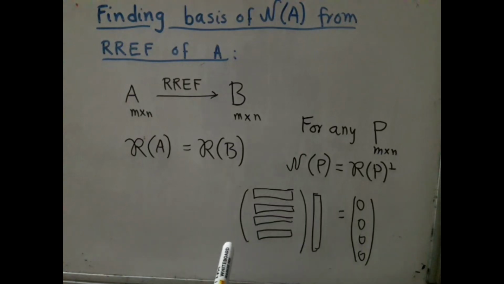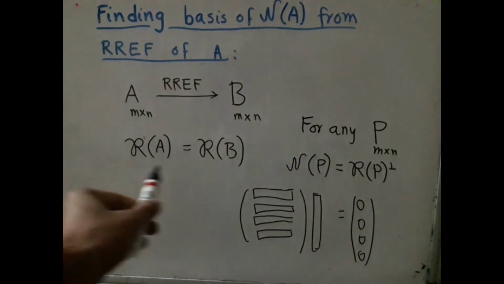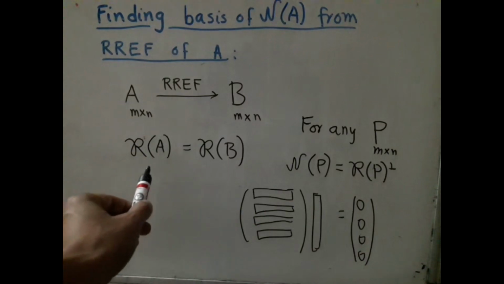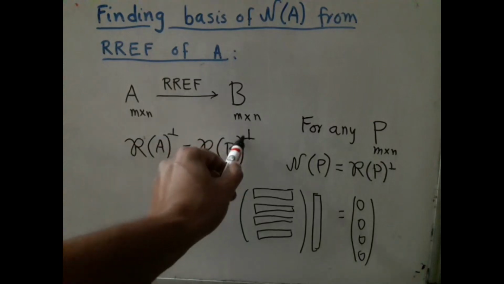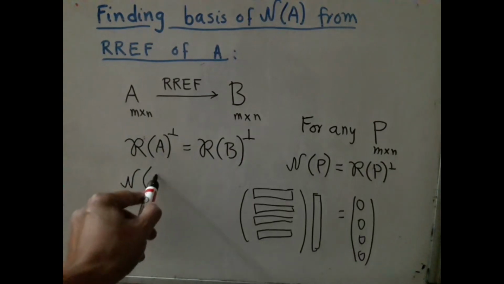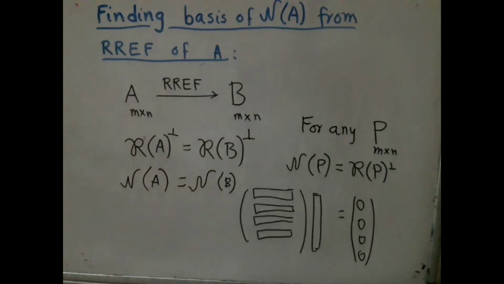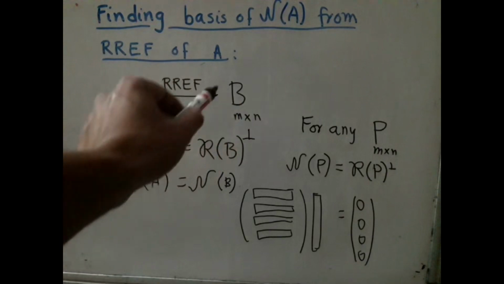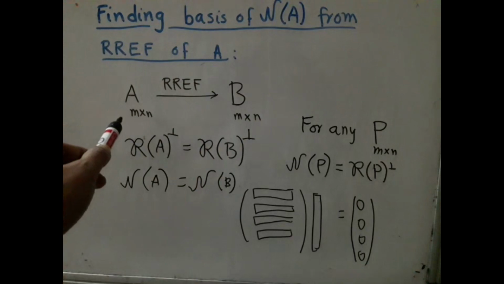And this is, of course, vice versa. So, something is in the null space of P if and only if it is orthogonal to all the rows, hence this result. Coming back to this, since we know the row space of A is the same as the row space of B, if I take the orthogonal complement of both of them, that will also remain the same, which basically means that the null space of A is equal to the null space of B. In other words, it is enough to find the null space of the reduced row echelon form, and that will be automatically the null space of the original matrix.